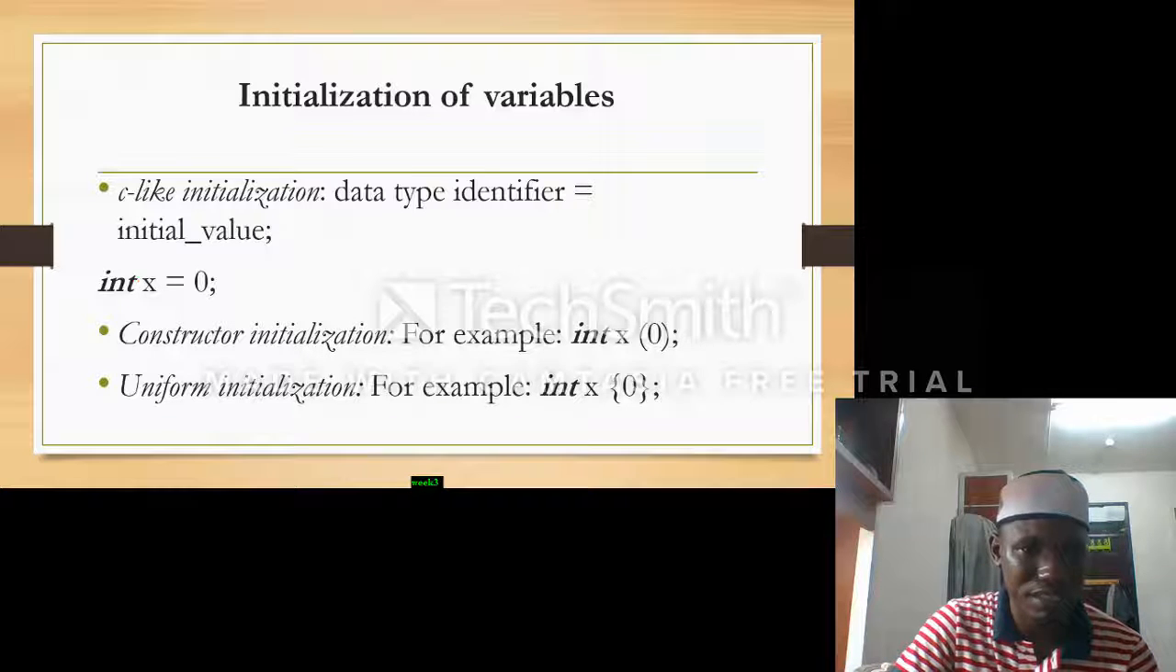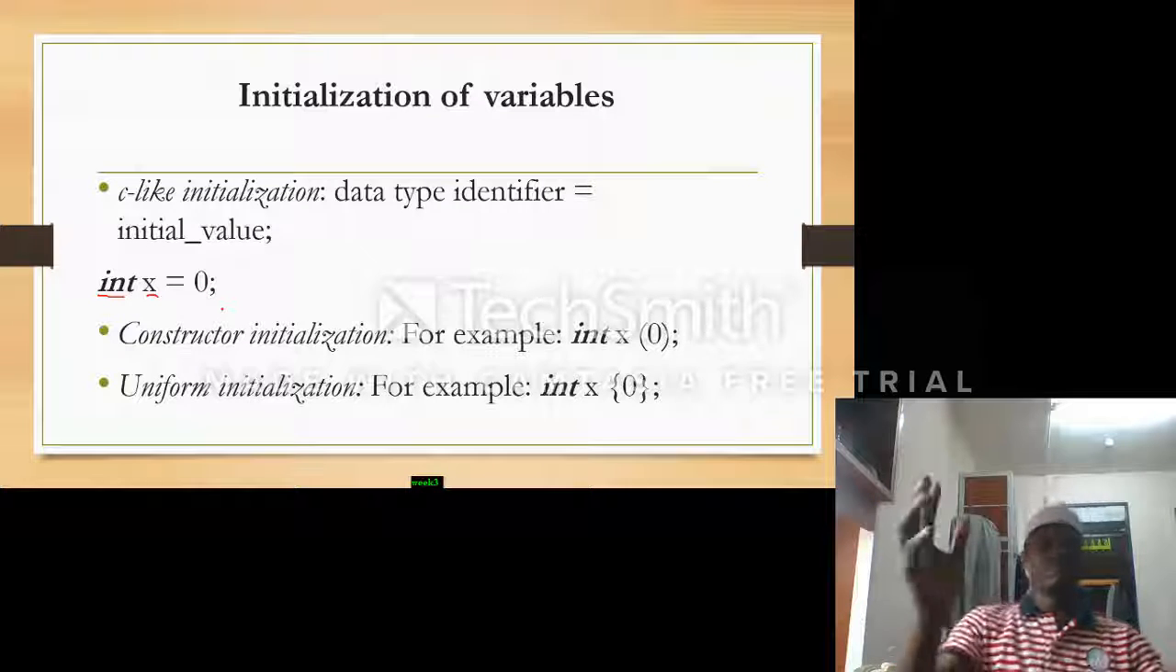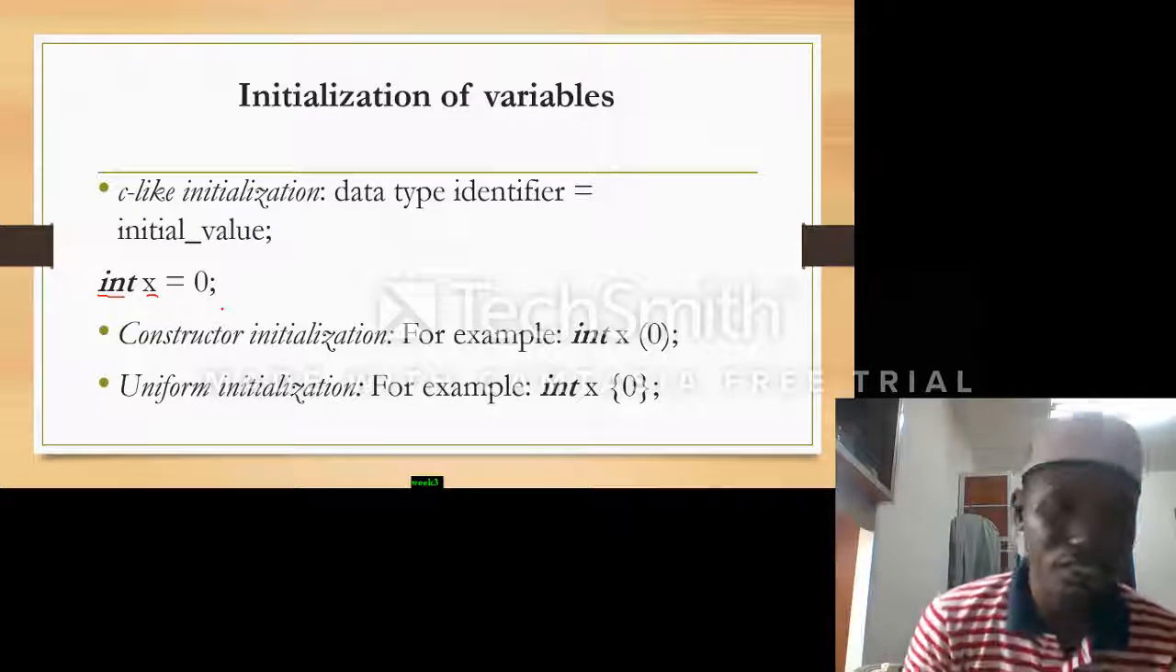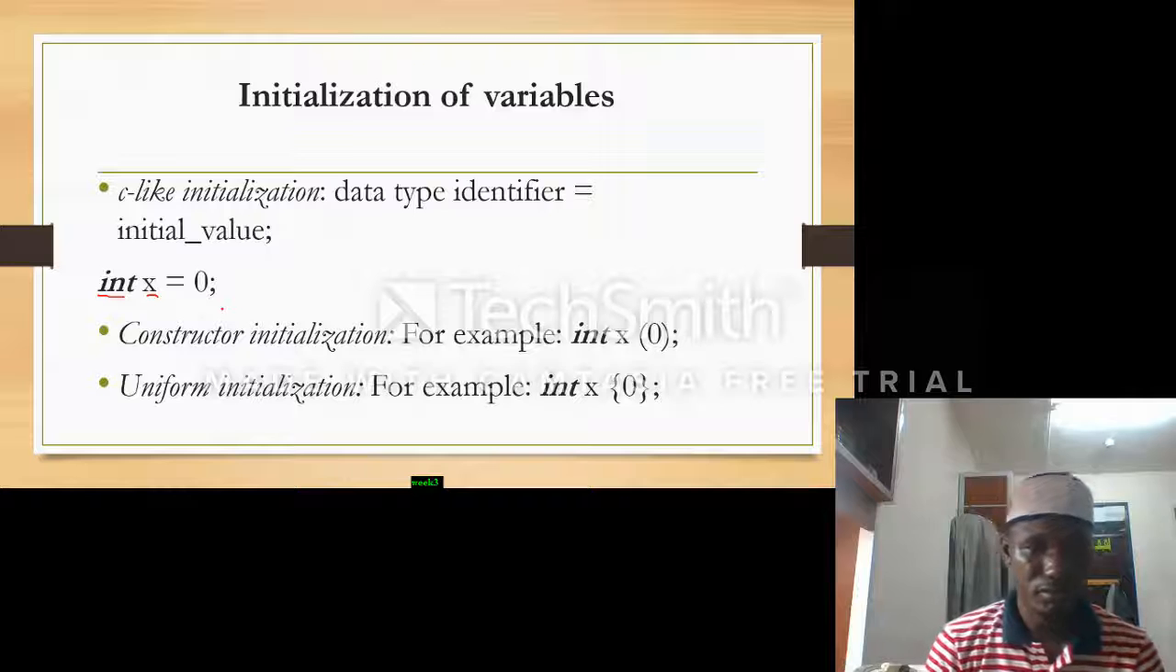Just look at this one. Int is a data type. X is the identifier or variable name. This is the equal sign that we mentioned, and this is the initial value, equal to 0. And this variable initialization can be of two types. It can be either constructor initialization or uniform initialization.